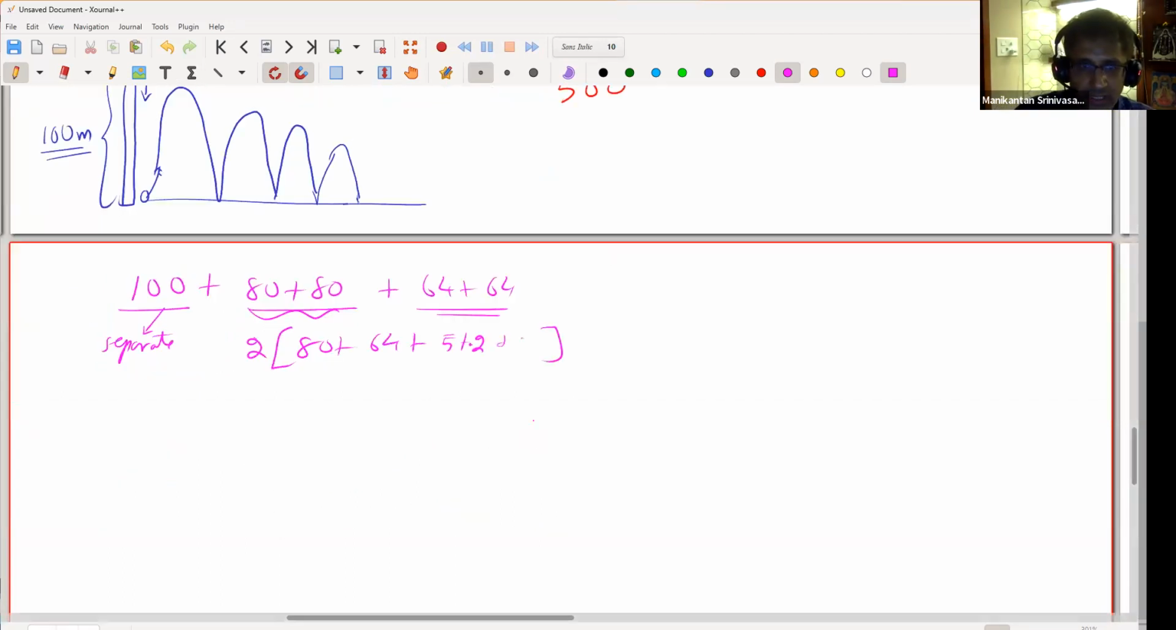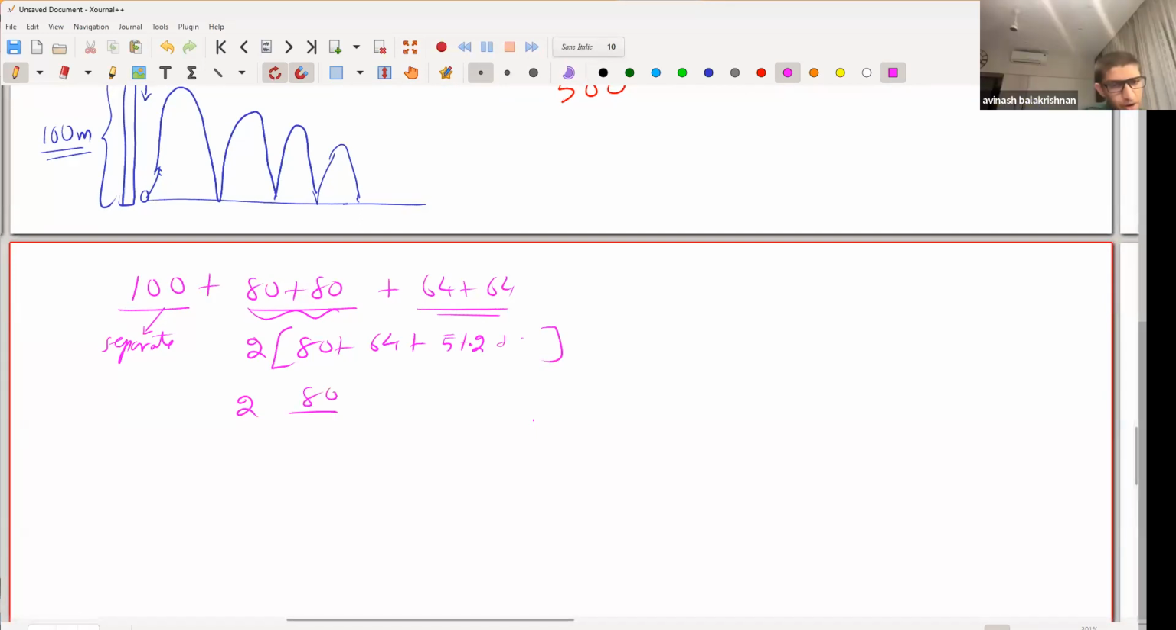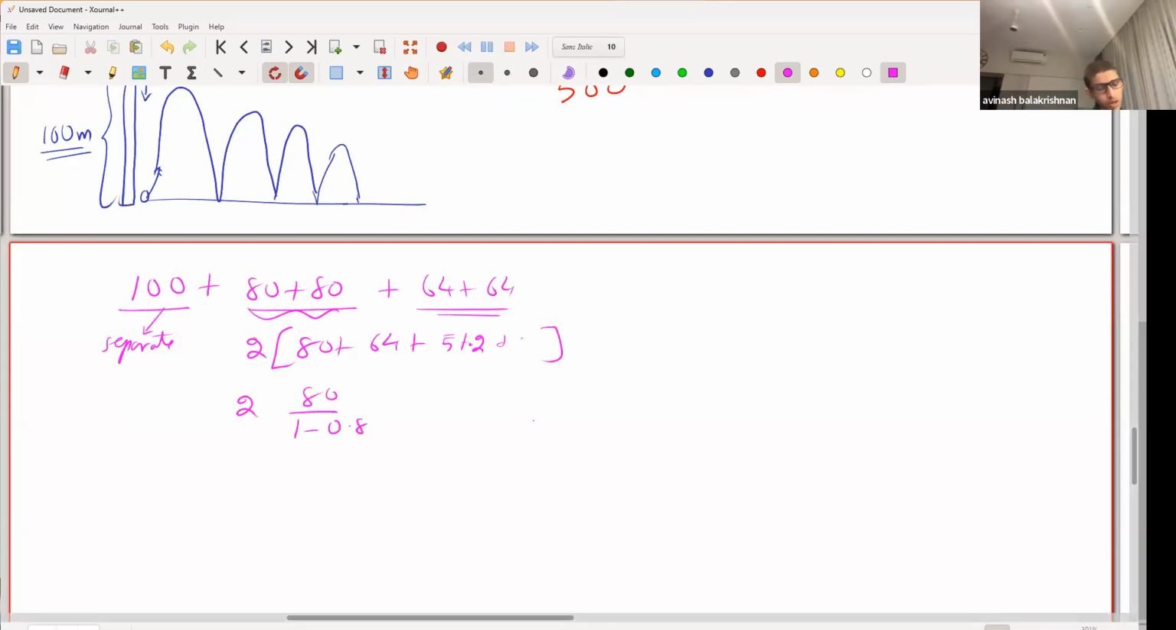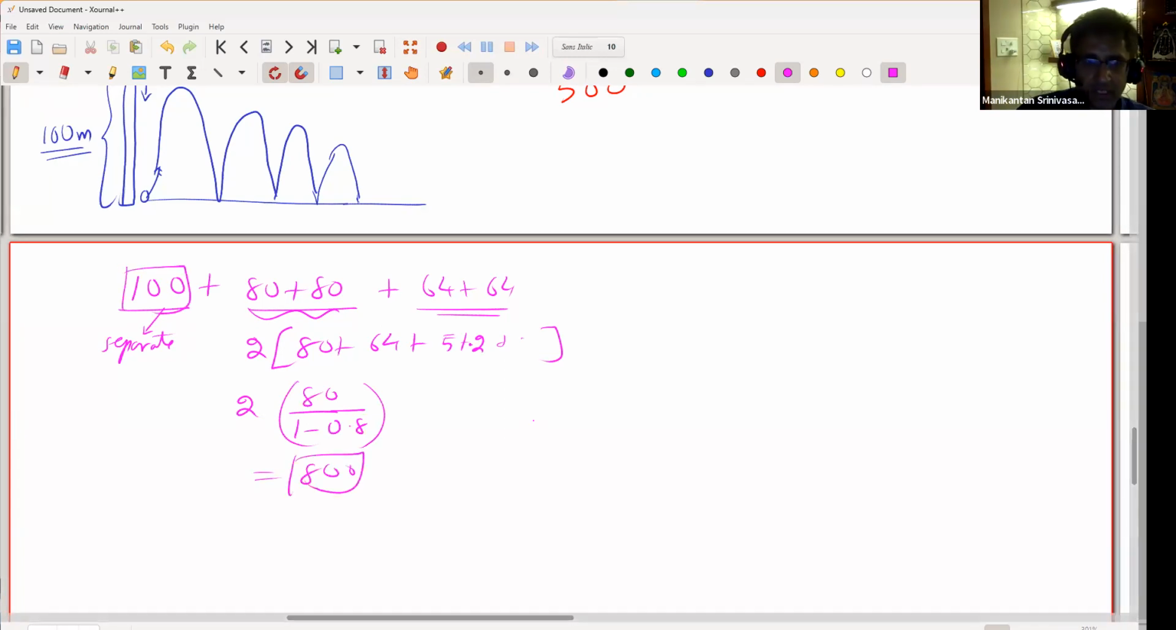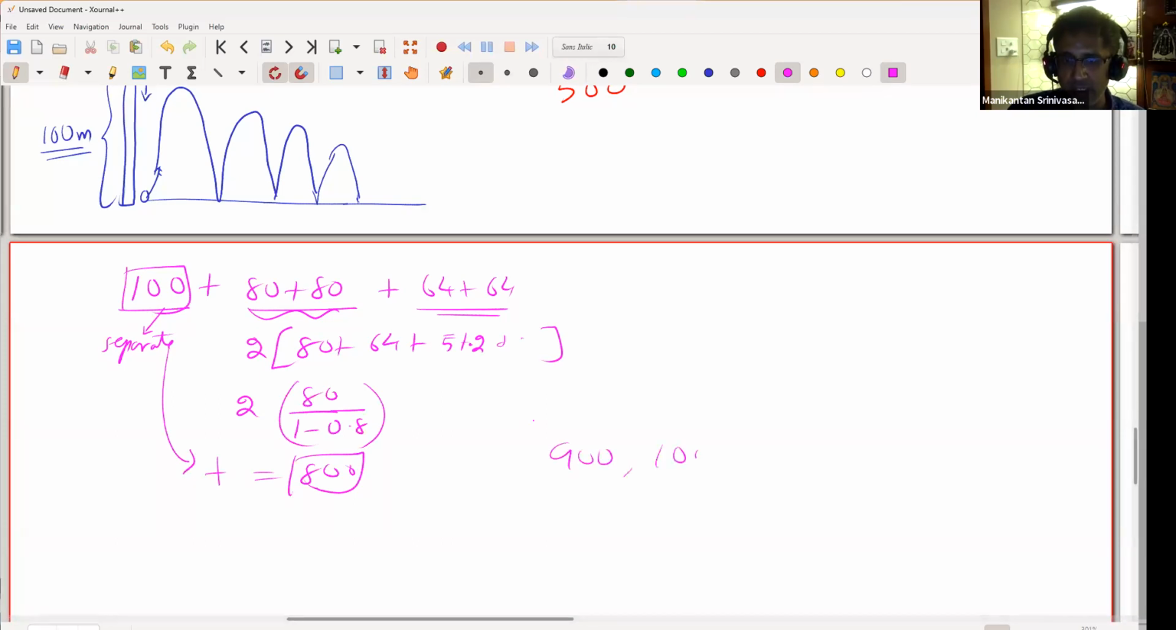This is the sum till infinity. So it'll be 2 times 80 by 1 minus 0.8, which is 800. And then plus this 100, which has to be added. So I got 900. That's the answer. The first bounce is only going downwards, right? There's no traveling upwards. That's the only catch. That's an important one. I'm sure there'll be answers for 900 and 1000 if this question came in the paper.